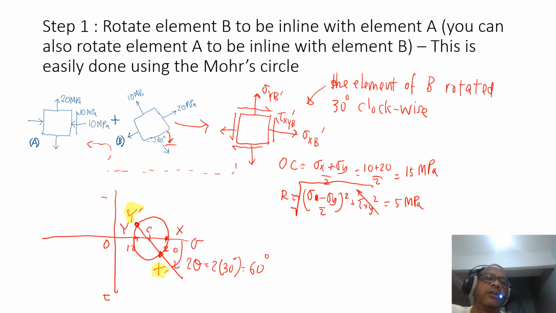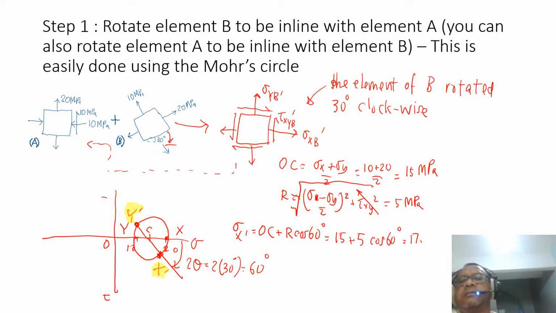So we need to find the coordinate of X dash. X dash would be our new coordinate. So we can find the sigma for X dash, which is OC plus R cos 60 degrees, cos 2 theta. So OC is 15 plus 5 cos 60 degrees. Cos 60 is half, so this is 17.5 megapascal.